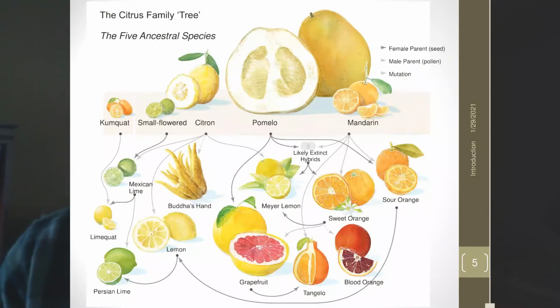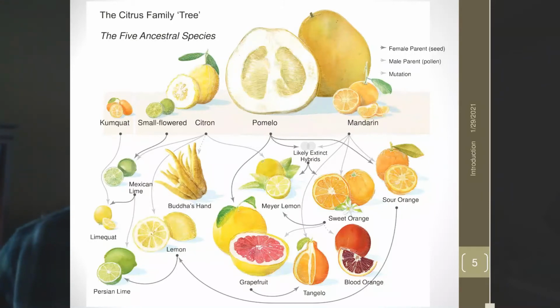And of course, you could see all of the different crosses. This is a wonderful representation. The very dark lines indicate the female parent. The light lines indicate the male parent. And any dotted lines, which are a little bit difficult to see here, but are available on the slide sets in a different folder, show you mutations that resulted in some unique fruits.